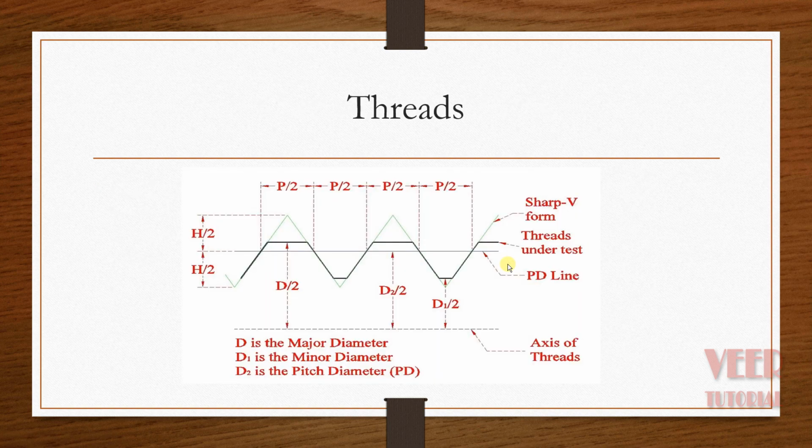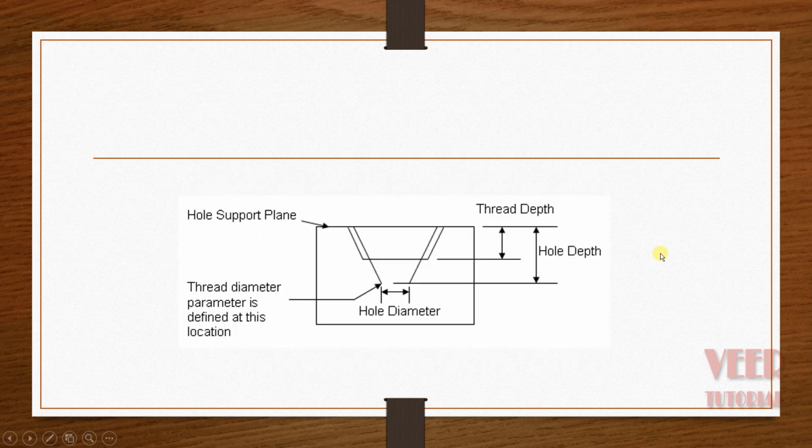Threads are basically used to fasten the geometry. Now in threading we have some parameters such as the major diameter, minor diameter and pitch diameter. The value from this point up to this end point is called the pitch, and that is called the diameter. We can also understand this from this example. We have the hole diameter and then the thread depth. Up to this point is called the thread depth and this complete value is called the hole depth. And then we have the hole support plane and thread diameter.